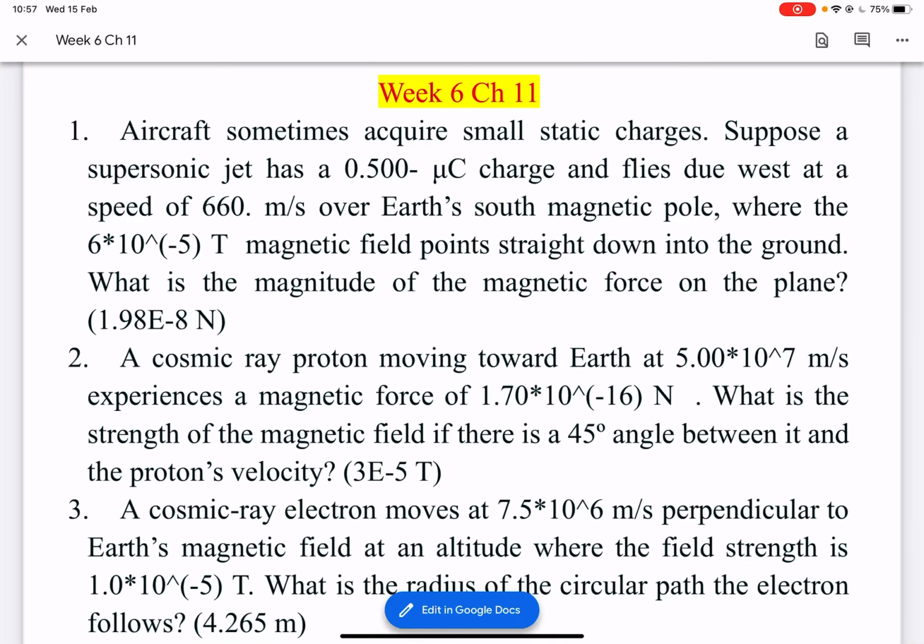So here we have the first problem. You can read the question. The charge is given, the speed is given, and the magnetic field is given. So we have to find the magnetic force on the plane. Basically it's very simple. Using the formula, F_B is equal to QVB.